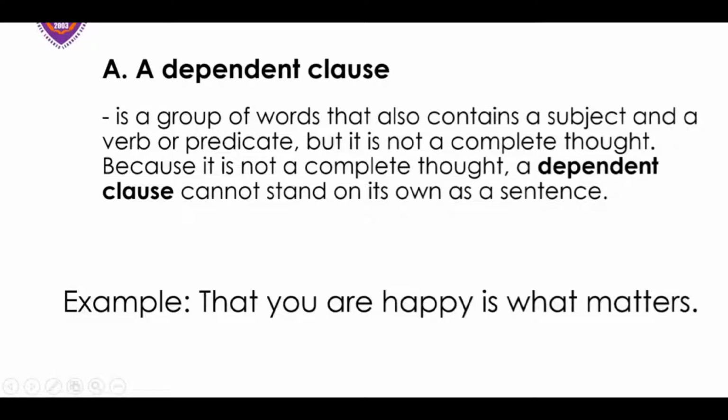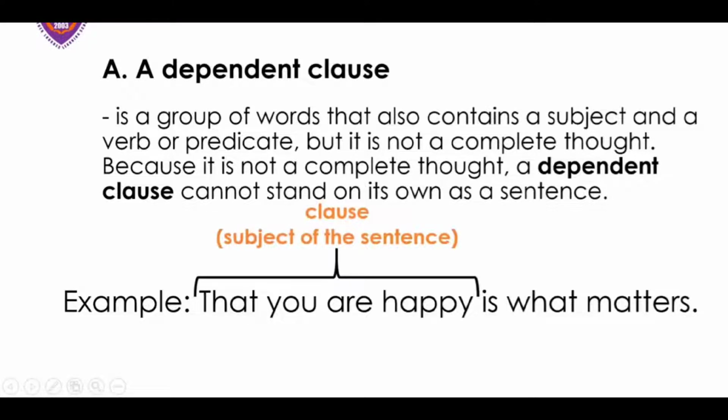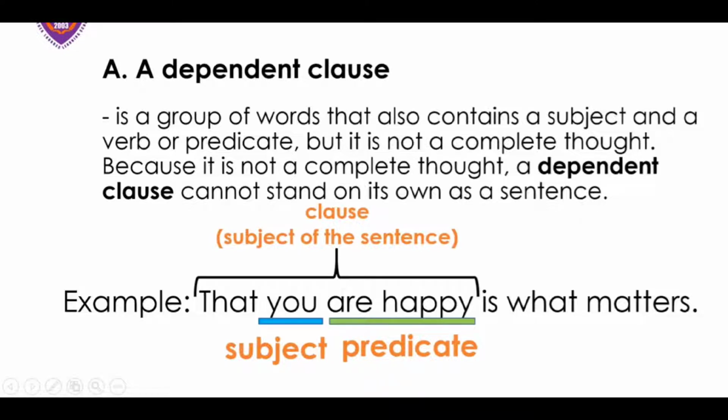Example sentence: that you are happy is what matters. The subject of the sentence is the clause that you are happy. It has a subject, you, and a predicate, are happy. Question: dependent clause has subject and predicate. Does it mean it is a sentence? The answer is no, because even though it has a subject and a predicate, it does not convey a complete thought or idea.